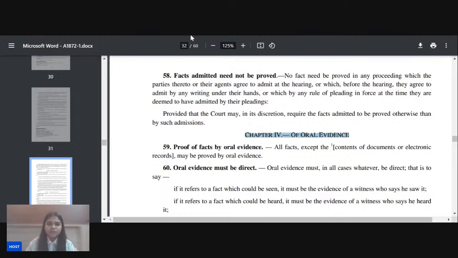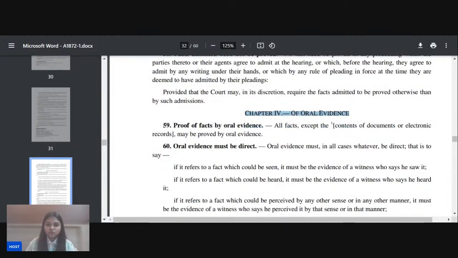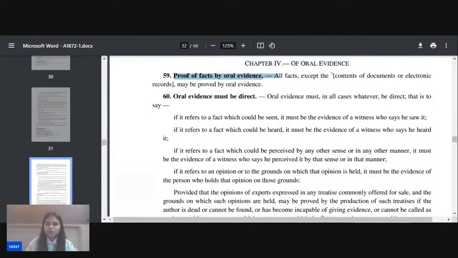Now come to chapter 4 of oral evidence. Chapter 4 of oral evidence. Proof of facts by oral evidence. So you can prove all facts, right? All facts may be proved by oral evidence, except the content of a document or electronic record.